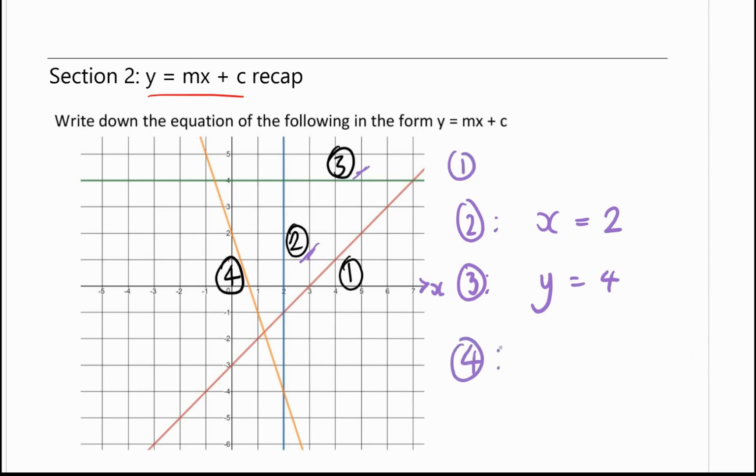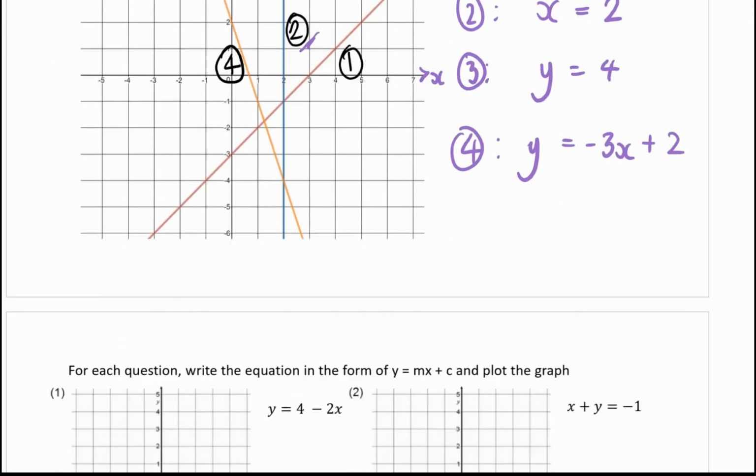And then 1 and 4, these are both diagonal lines, so you will want to use y equals mx plus c. So here, the y-intercept's minus 3, so it'll be y equals something with a minus 3 at the end. And if we go 1 square across, we go 1 square up, so therefore it's y equals 1x minus 3. We just write that as y equals x minus 3. Number 4, the same idea. Our y-intercept is at plus 2, so it's going to be y equals something plus 2. And if I go 1 square along, I go 3 squares down. So it's y equals minus 3x plus 2. Okay, that we should know, that should be fairly straightforward.